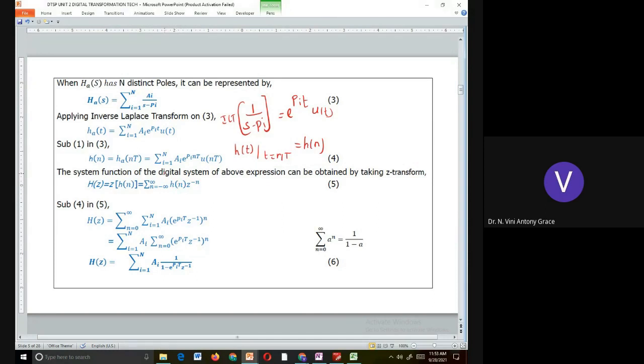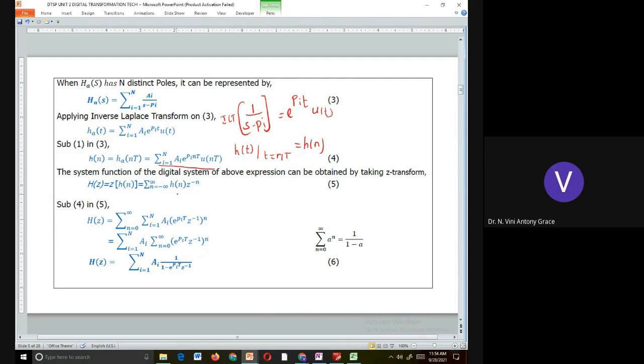What is h of n? H of n is the summation value. So here h of z is equal to summation n equals 0 to infinity. Why is the limit being changed from minus infinity to infinity to 0 to infinity? Because you have u of t. U of t always exists only from 0 to infinity. Unit step signal exists from 0 to infinity. So you can change the limit from 0 to infinity.